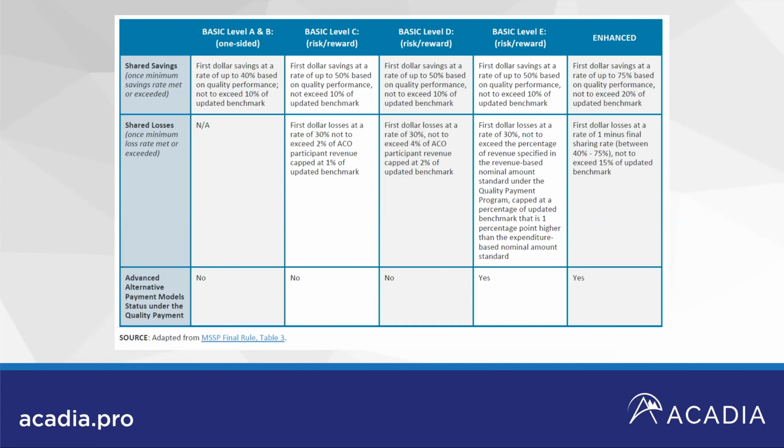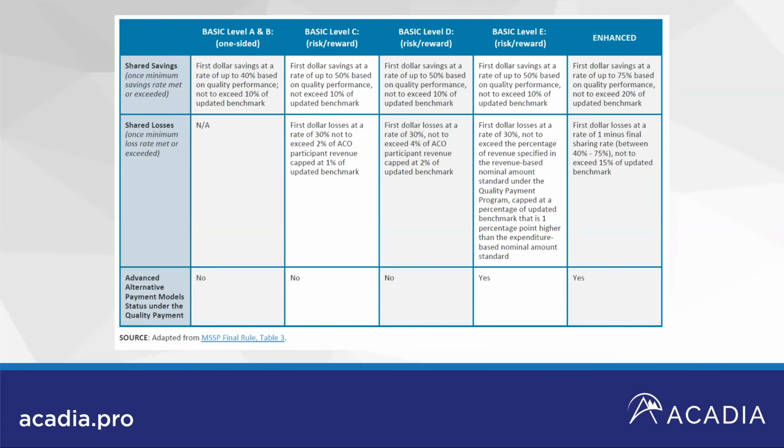So let's say $100 million benchmark, you save $10 million, 50% of which is $5 million. The cap on your savings is 10%, $10 million, so you're safe, you get to keep your $5 million. The downside, first dollar losses at a rate of 30%, so you lose $10 million. You're going to have to pay 30%, but not under level C because there's 2 caps.